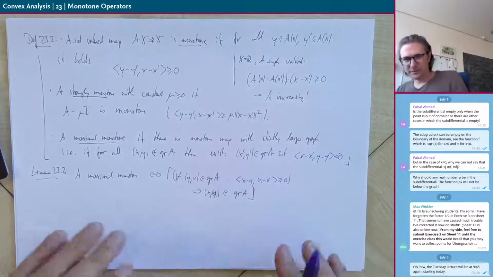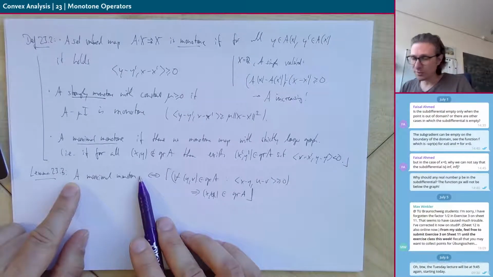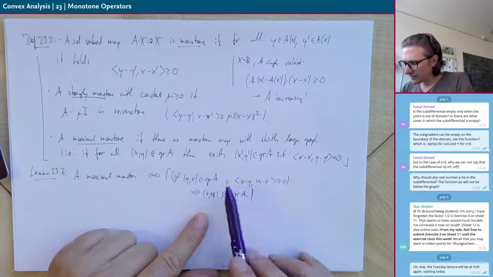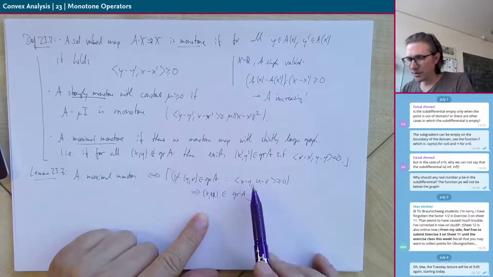The logical structure is a little bit confusing at first. So maximal monotonicity is characterized by an implication, and the implication is: whenever this holds for all things which are in the graph, then the other pair is also in the graph.